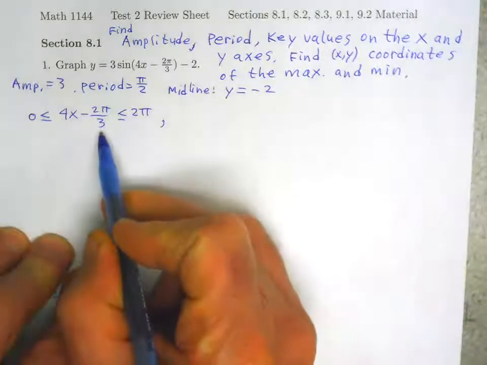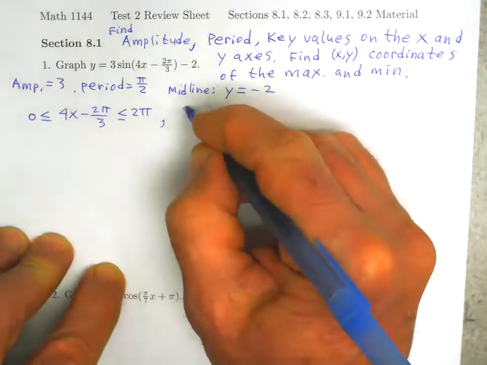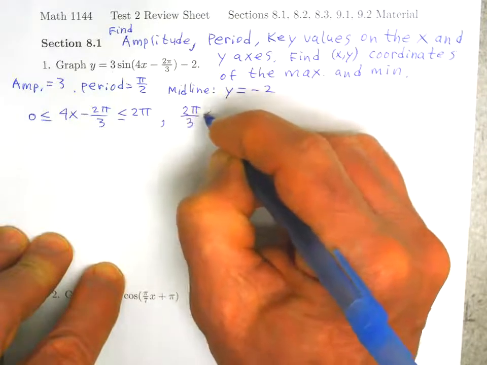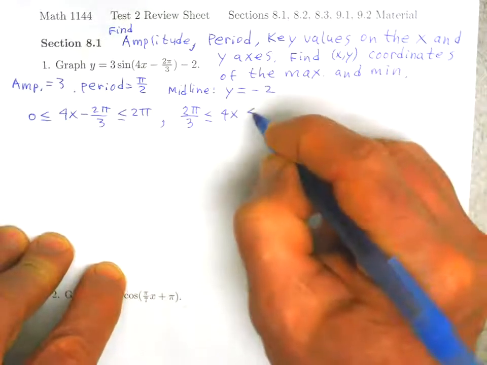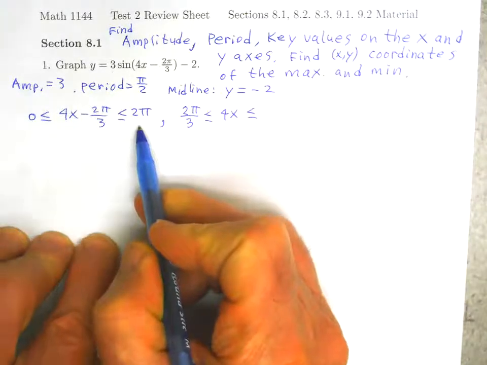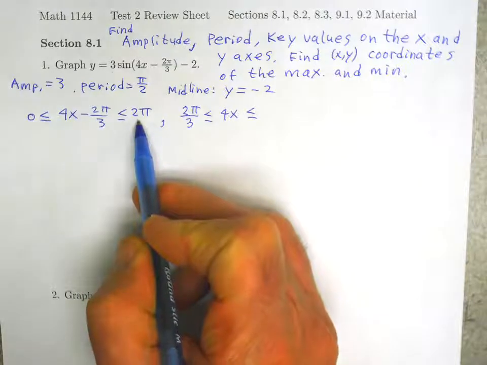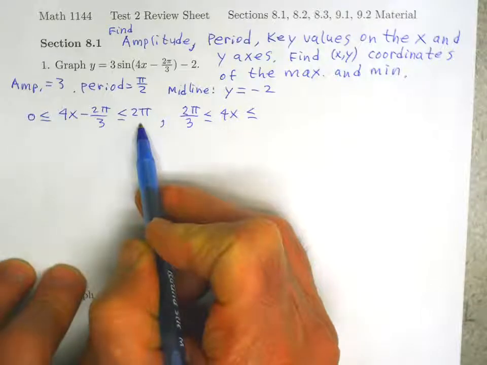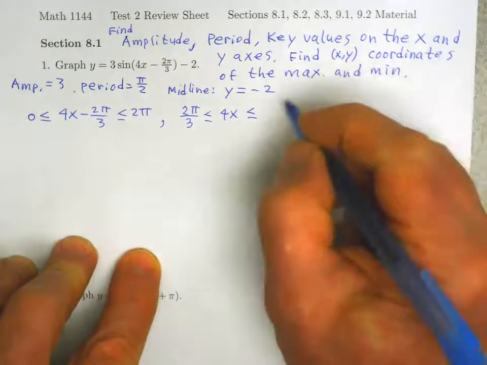So first, add 2 pi over 3 to both sides. So 0 plus 2 pi over 3 is less than or equal to 4x. And when we add 2 pi over 3 to 2 pi, think of 2 pi as 6 pi over 3. And 6 pi over 3 plus 2 pi over 3 is 8 pi over 3.